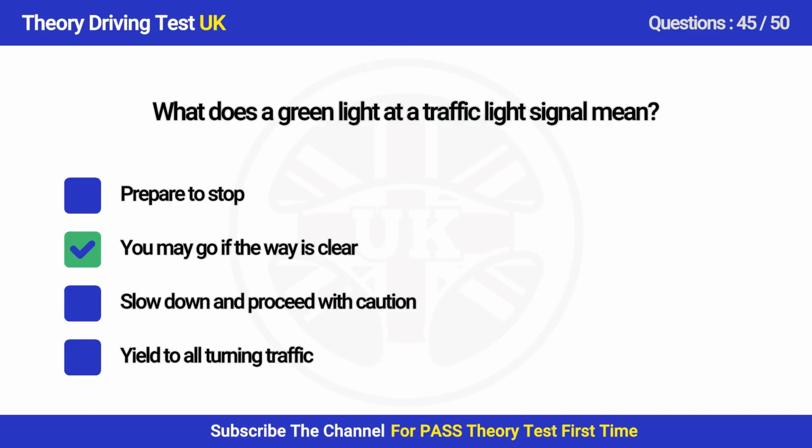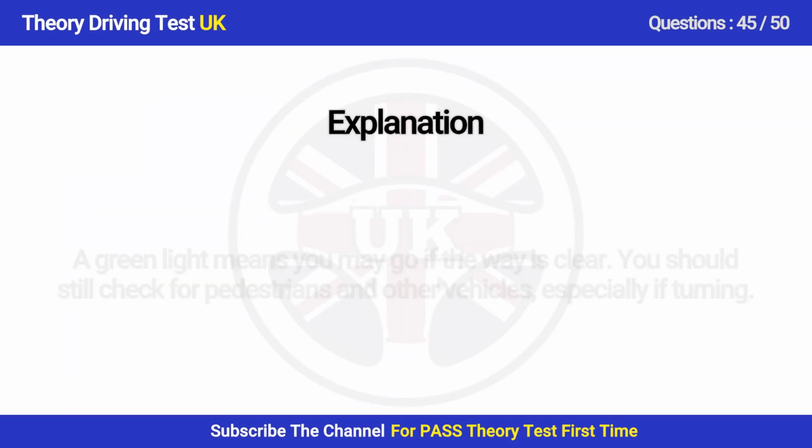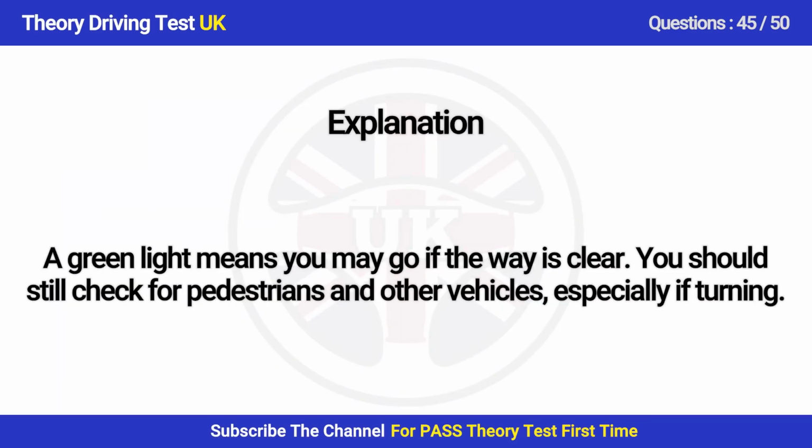Answer is B. You may go if the way is clear. A green light means you may go if the way is clear. You should still check for pedestrians and other vehicles, especially if turning.